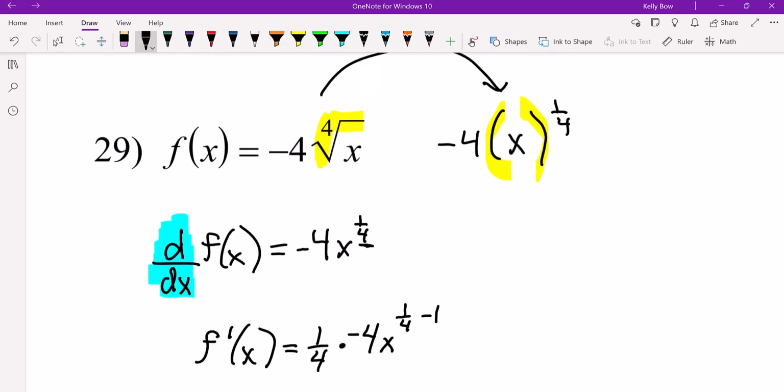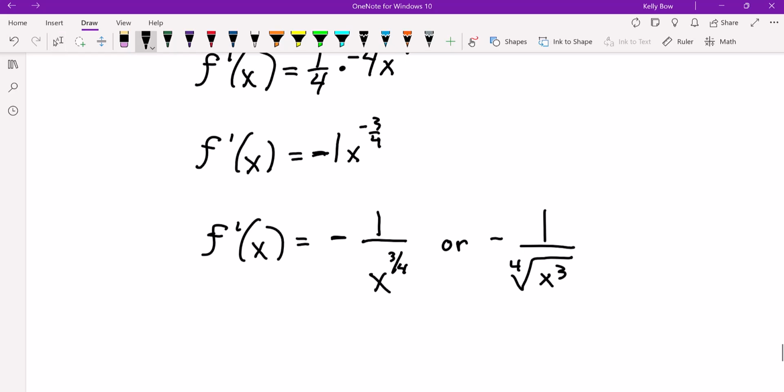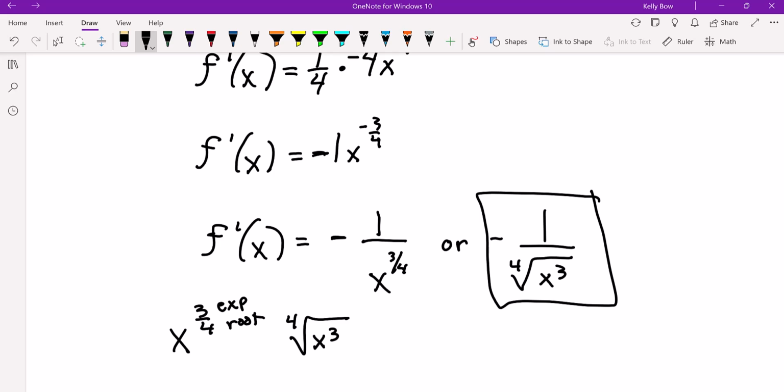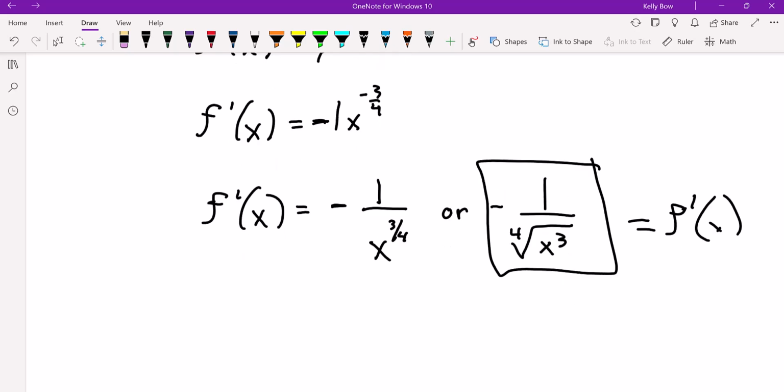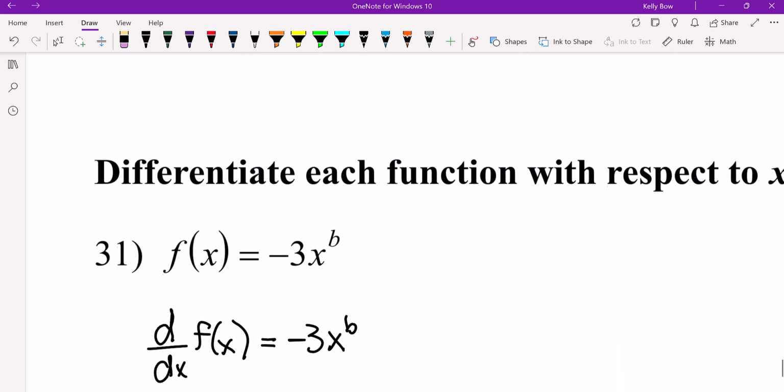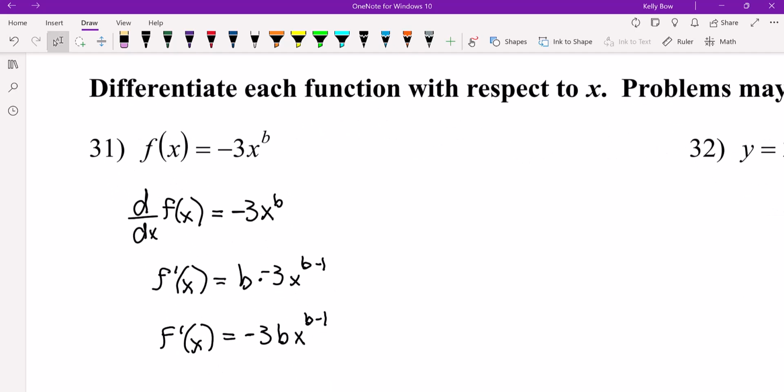But because it started off showing as a root, we're going to change that. Remember, if you have x to the 3/4, the numerator is the exponent. The denominator is the root. So you would rewrite this: 4 is the root, and 3 is the exponent. So if it starts out in radical form, you'll want your answer to be in radical form. That's just a tip when you get to college and are doing calculus.